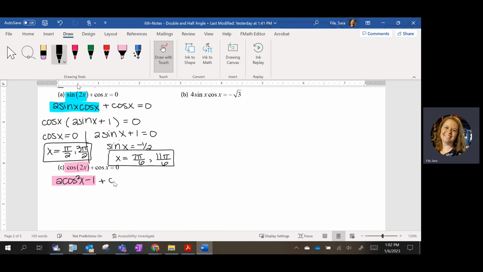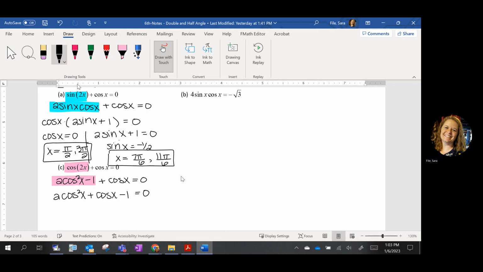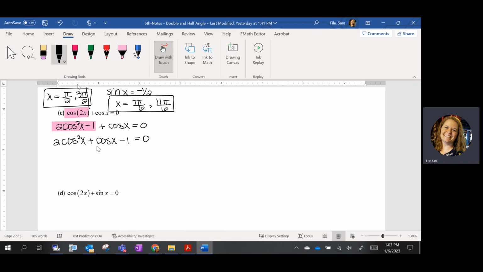Now, when I look at this now, I've got a cosine squared, a cosine, and a constant. I've got a trinomial, right? A quadratic form trinomial. So I'm going to rearrange this and write it the way that we would normally see it. So we have the cosine squared term first, and then the cosine term, and then the minus 1. So now this is quadratic form trinomial factoring. You have to remember your factoring skills. So 2 cosine squared of x is only going to have 2 factors. 2 cosine x and 1 cosine x, right?